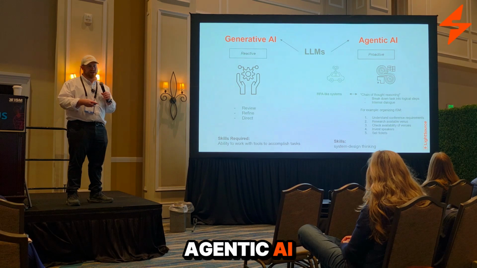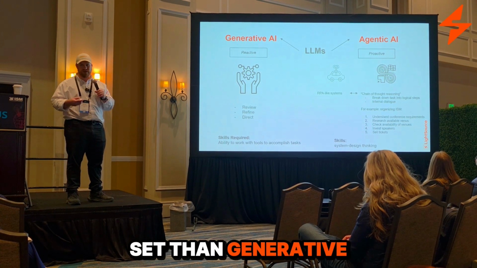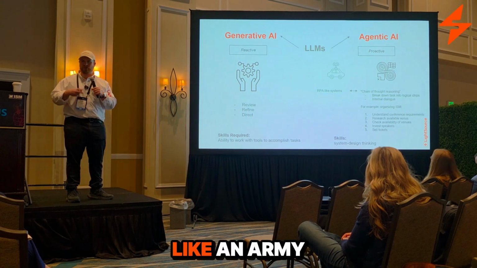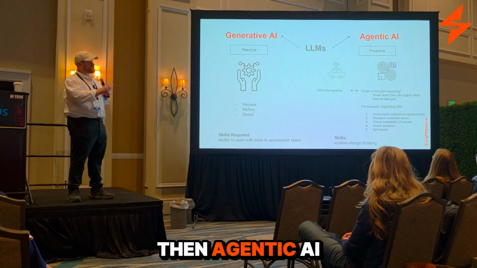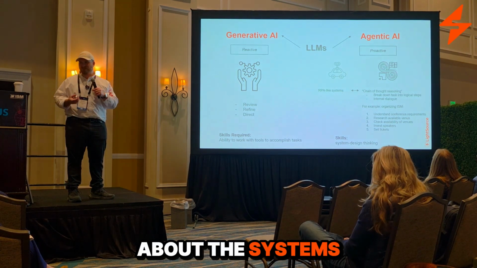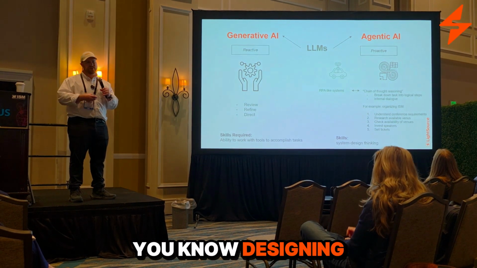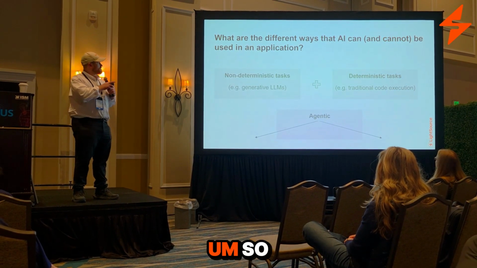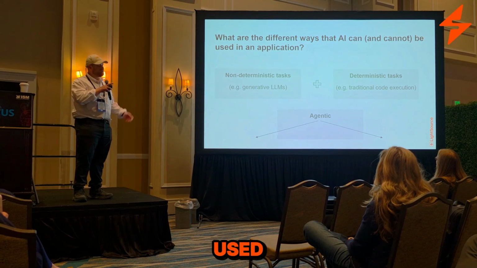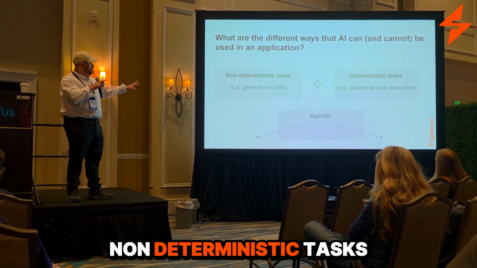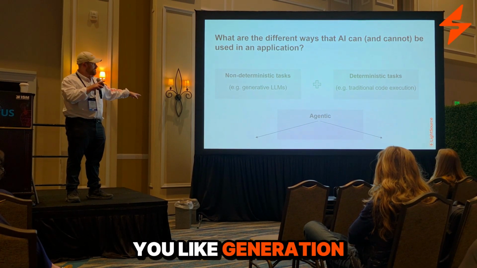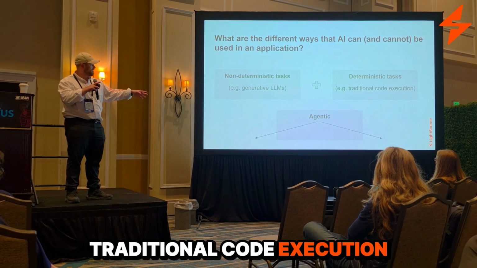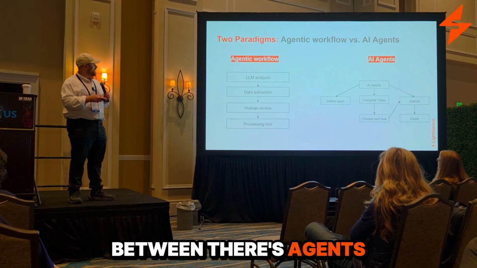So working with agentic AI is kind of a different skill set than generative AI. Generative AI is about partnering with tools. You can think about it a little bit like you have an army of interns. And then agentic AI, it's much more about the systems and IT level thinking, designing a process that an agent can actually go and execute. So what are the different ways that AI can be used in applications? Non-deterministic tasks, you like generation. There's deterministic tasks, which are things that you want traditional code execution. And then in between, there's agents.